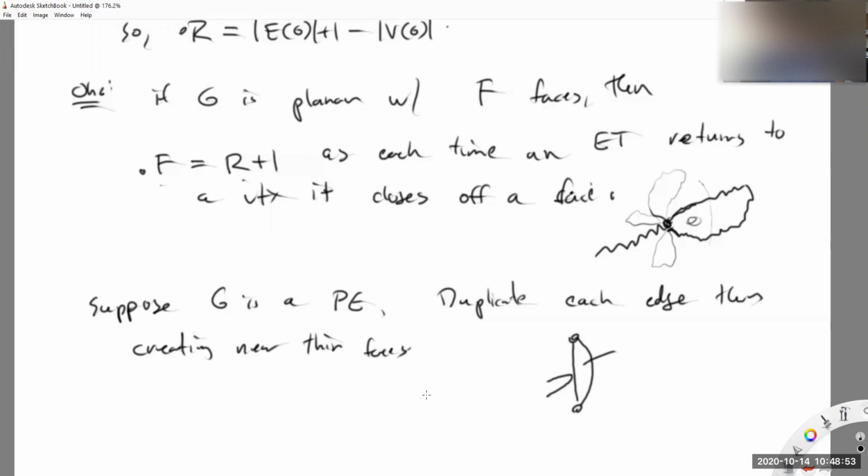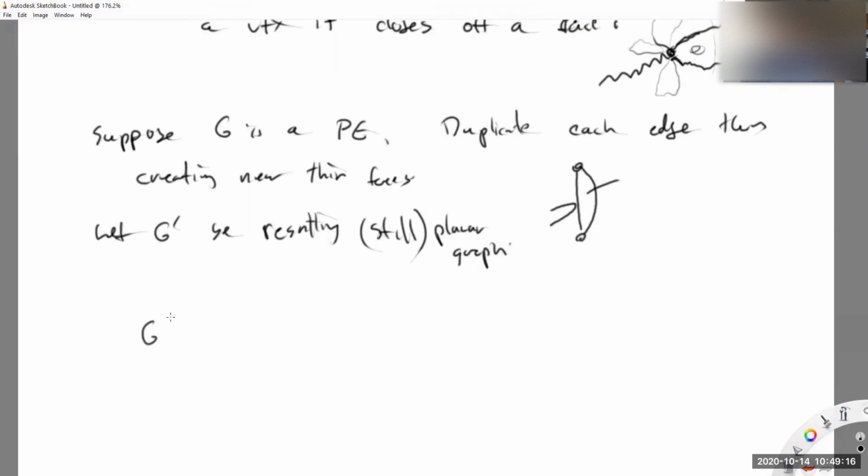Okay. But so let G prime be the resulting, still planar, graph. So the graph's still planar, as we argued here. Duplicating these edges just creates really thin faces, and doesn't introduce crossings if we're careful how we do it. Okay, now let's make some observations about G prime. How many vertices are in G prime? That didn't change, right? The number of vertices in G prime is equal to the number of vertices in G. We didn't duplicate vertices. What about the number of edges in G prime? Well, that's easy. That's 2 times the number of edges in G. We literally duplicated every edge.